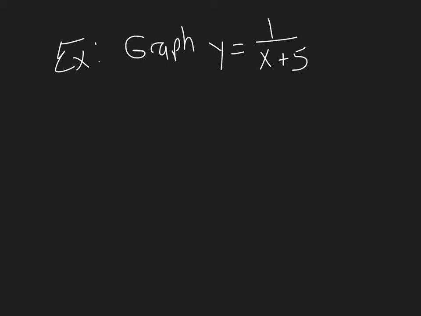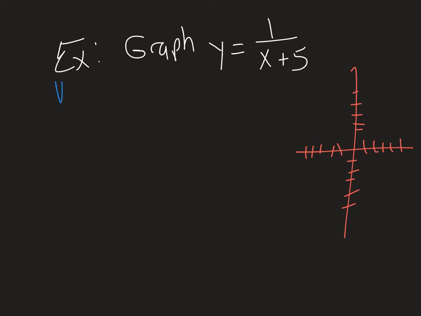So let's say I wanted to graph y equals 1 over x plus 5. I can do this. It's going to be a little bit different. The idea is, if I have my coordinate grid here, I'll do 1 through 5 on both the positive and negative. But now what? How do I graph this thing? It seems a little difficult. So here's what we're going to do.